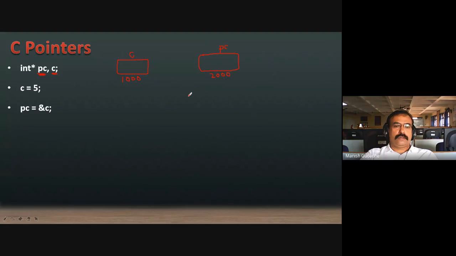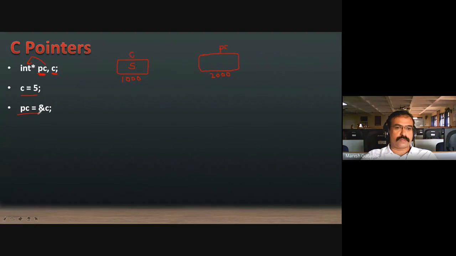Fine. Coming back to this, we are declaring two variables, out of which C is a normal integer variable and PC is a pointer variable which is holding the address of an integer variable. Now C is initialized to 5. So the value of C is 5, and the address of C is 1000. Address of PC is 2000, value of PC is not yet defined.